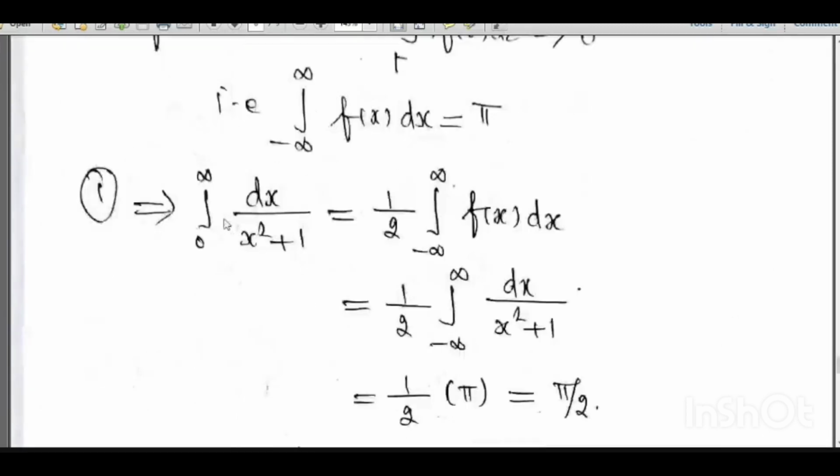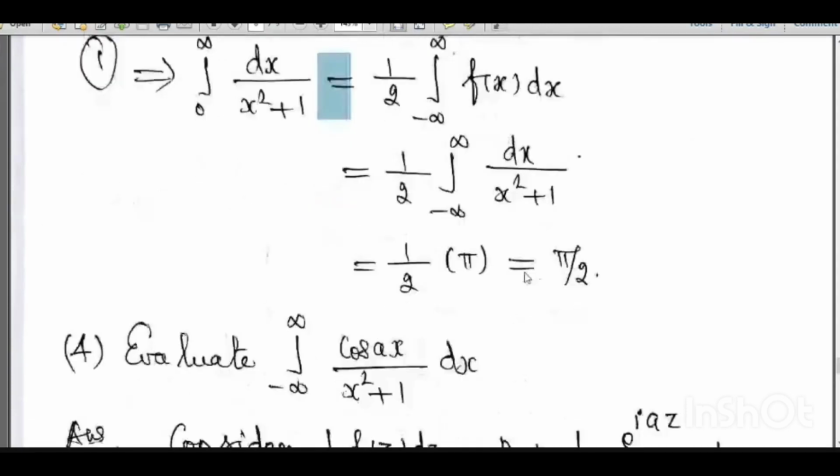Equation number 1 becomes the integral from 0 to infinity of dx divided by x squared plus 1 equal to 1 by 2 times the integral from minus infinity to plus infinity of f of x dx, which is 1 by 2 times the integral from minus infinity to plus infinity of dx divided by x squared plus 1, equal to pi by 2. So this is the answer.